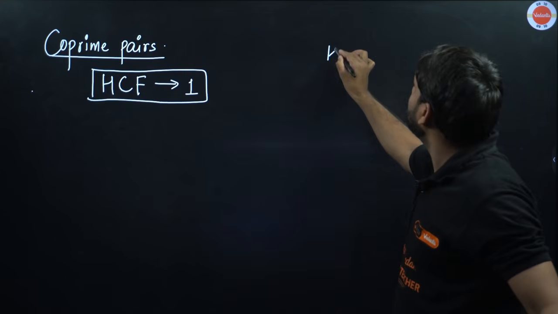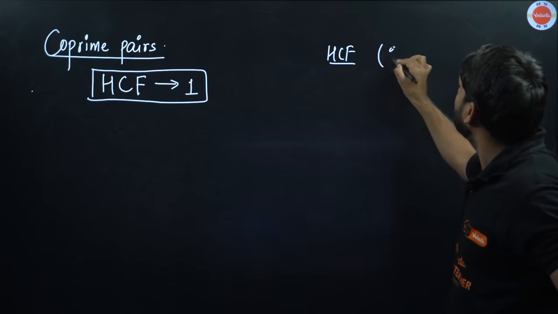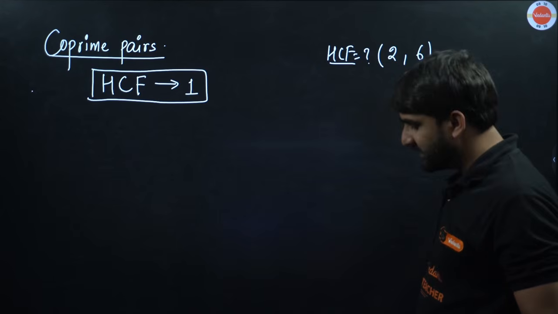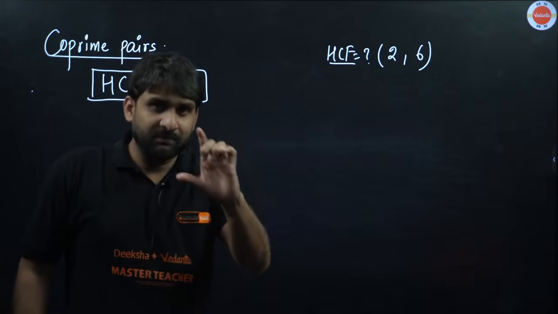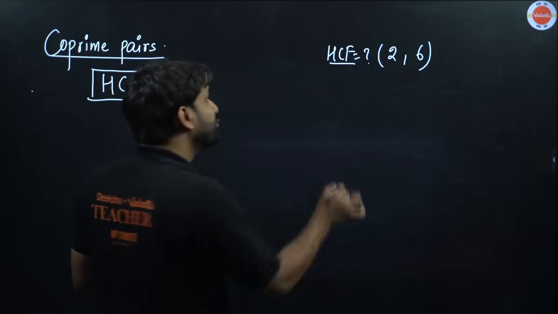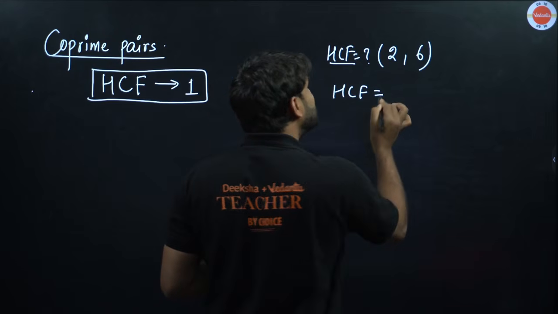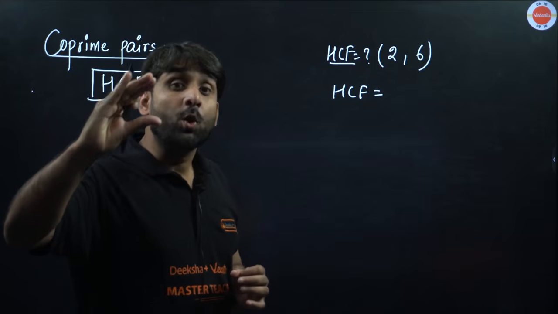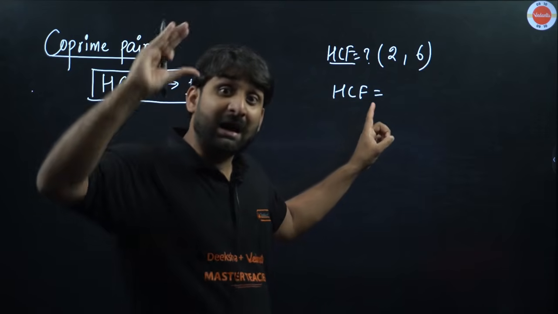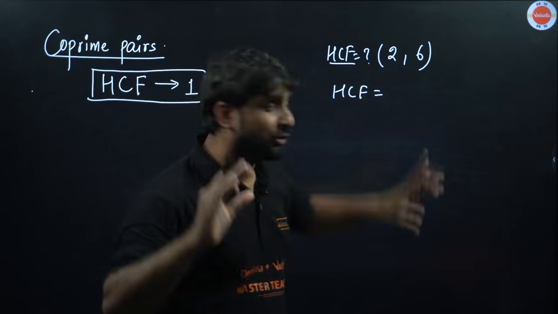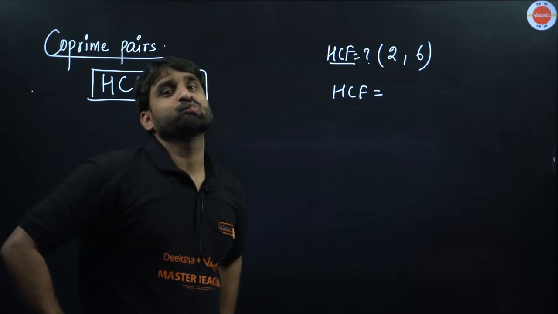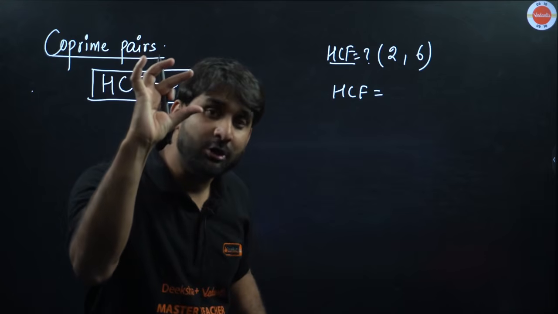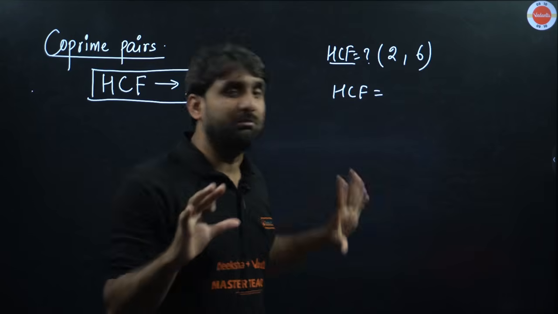Listen, my dear, let me give you an example here. If I write the numbers 2 and 6, and I ask you the HCF of 2 and 6, what is meant by HCF? First, understand this term. HCF is basically called highest common factor. It means the highest number which can divide both, that number is the HCF. Are you getting my point? HCF means the highest number which can divide these two numbers.